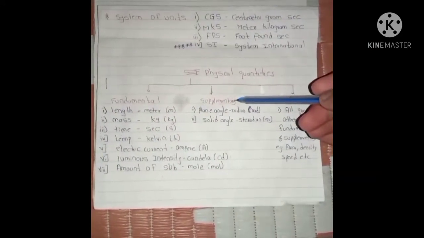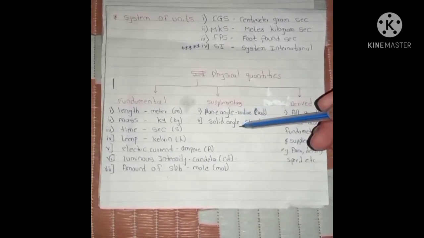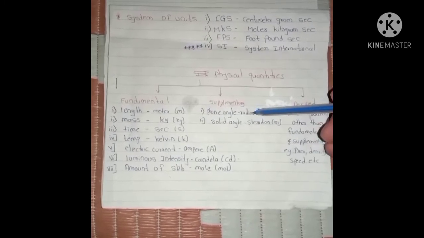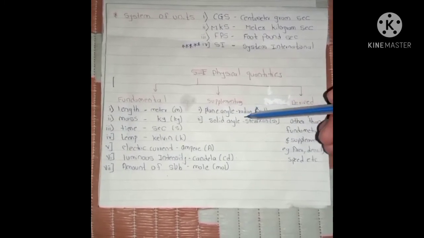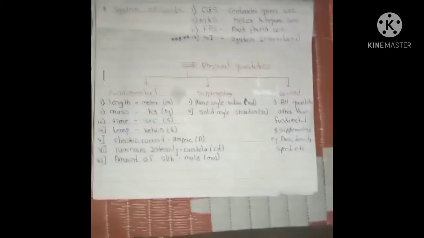Secondly, we have supplementary quantities. We have two supplementary quantities: plane angle and solid angle. Plane angle has its supplementary unit, which is radian, and solid angle has its supplementary unit, which is steradian.